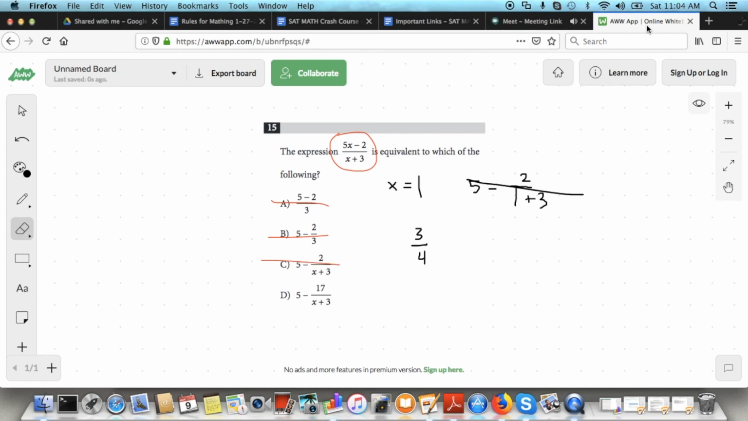Alright, so D. 5 minus 17 over... First, let's talk about this. Would any of you have picked answer choice D here by looking at this problem? Not at first. I would have considered it, but I wouldn't have picked it. No, it just doesn't look like it would be right. I never in a million years would have picked answer choice D just by looking at it. Okay, but let's confirm it. Let's plug in the 1 for x and see what we get. Ready? So that's going to be 5 minus 17 over 4.